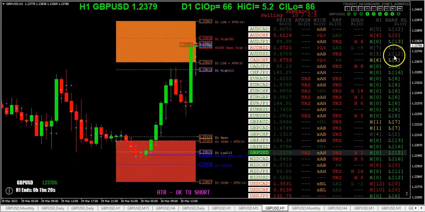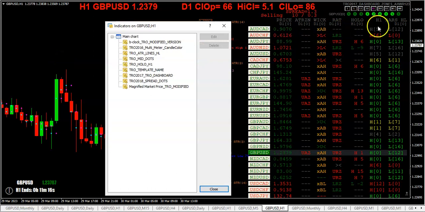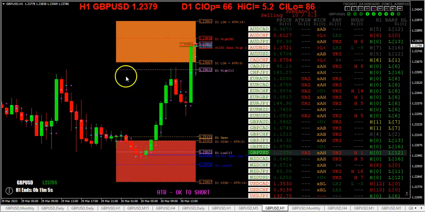And once again, the dashboard is configured for all the different methods that I like to trade. We've got the holo, we've got some spread dots. Wow, price just doesn't want to drop below the open here on this H1. We're almost at the end of the hour, so we'll see what happens.